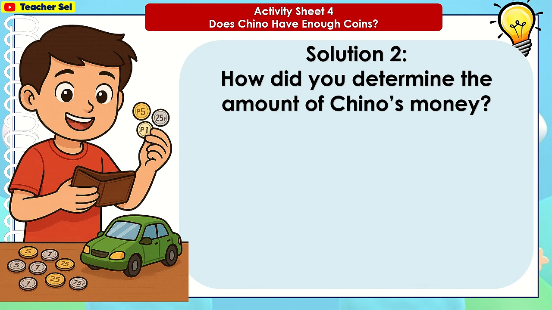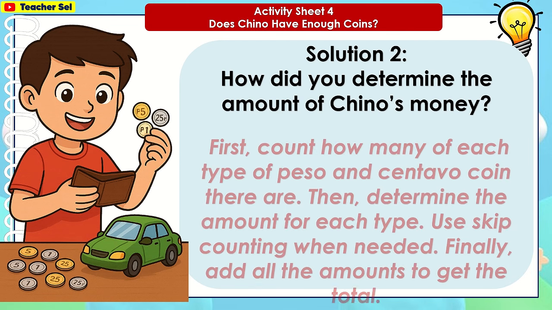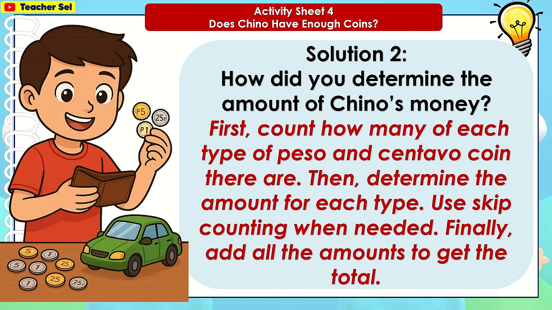For solution 2, how did you determine the amount of Chino's money? First, count how many of each type of peso and centavo coin there are. Then, determine the amount for each type. Use skip counting when needed. Finally, add all the amounts to get the total.